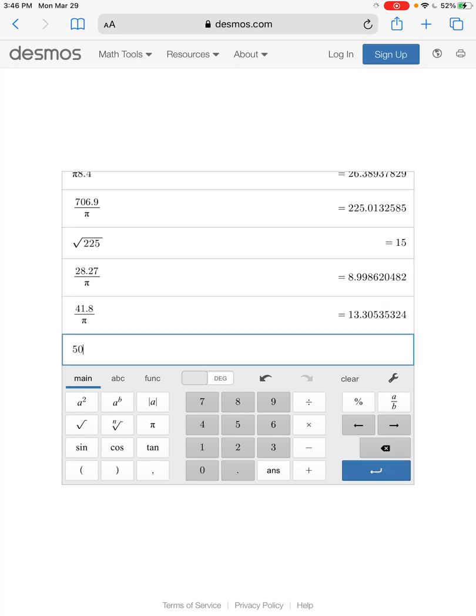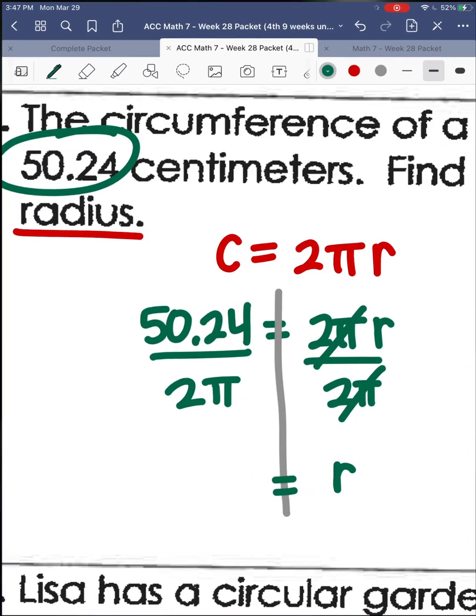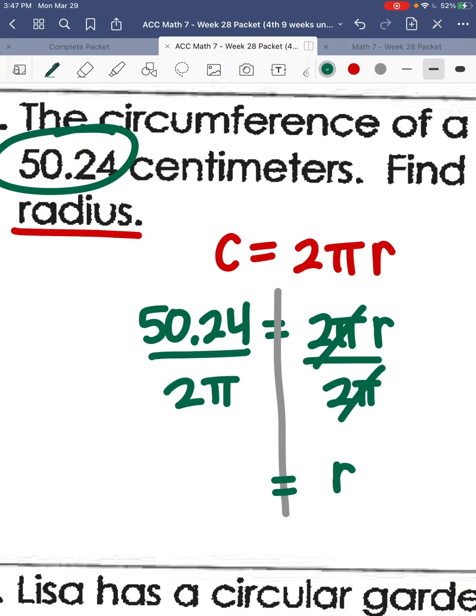So we have 50.24 divided by 2 pi, and I get 7.99. Now that second 9 tells me I need to round up, so I would actually have 8.0. So I'm just going to say that that is 8 centimeters equals r.